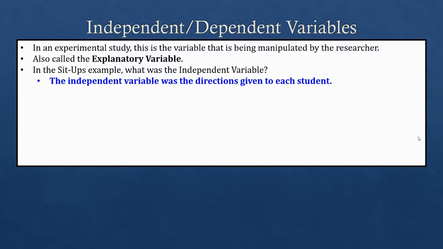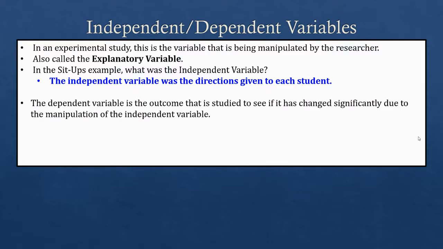So when we split them up into the two groups, one group were told just do your best, so that's not really anything special. But then the other group were given directions to set a goal of increasing by a specific amount each day. So in that case, that would be the manipulation. So that's our independent variable.